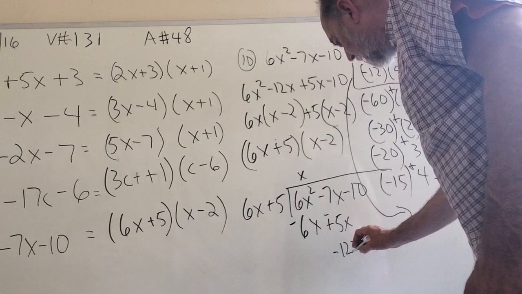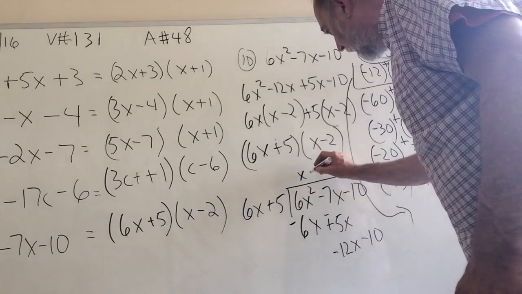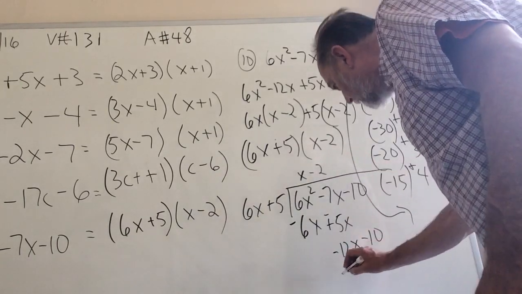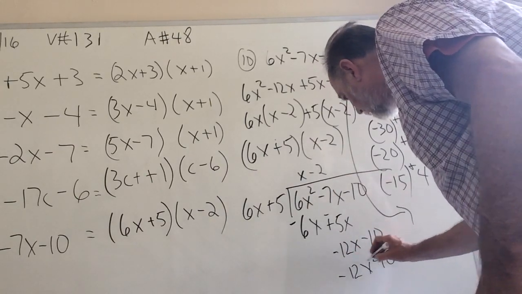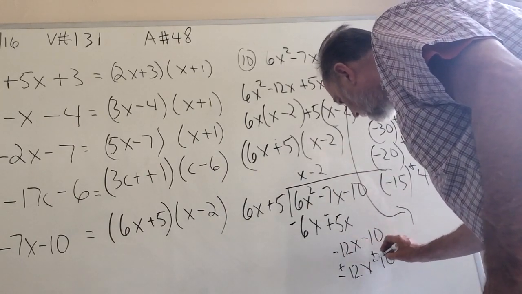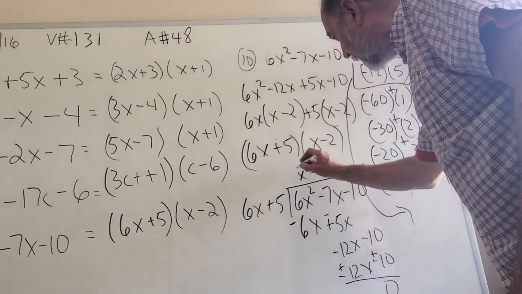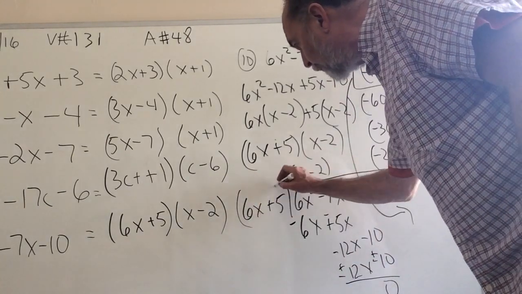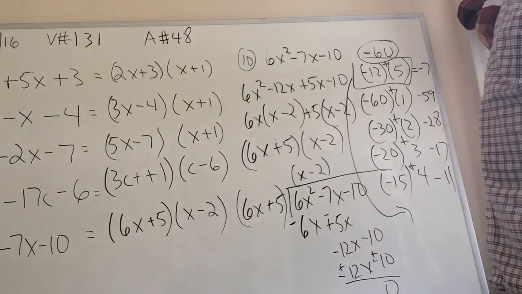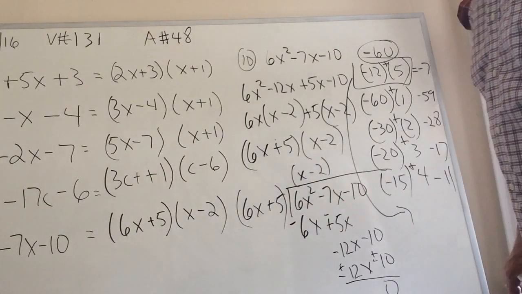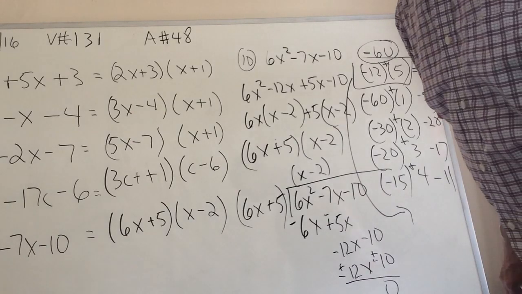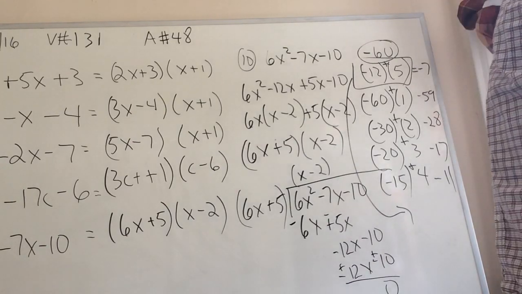6x goes into negative 12x negative 2 times, and there's the match that we so desired. There are the opposites, and there's your remainder, and there's a complete proof of number 10. Though I didn't ask you to do all that, I just asked you to understand the ideas, how you could do this. So there it is.